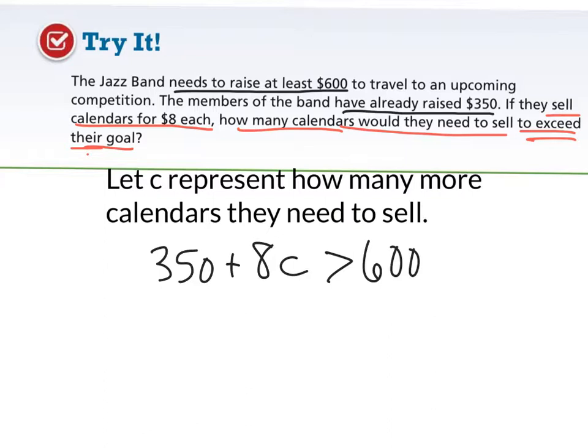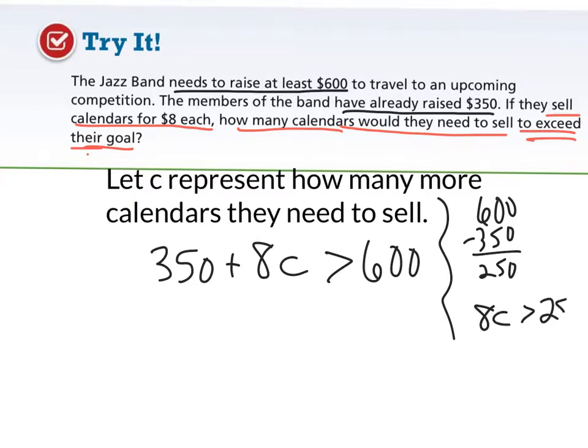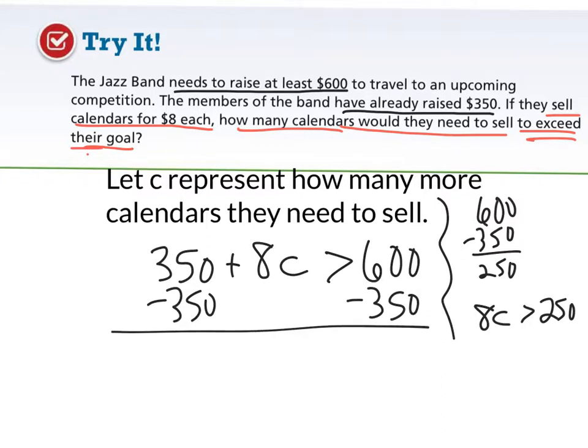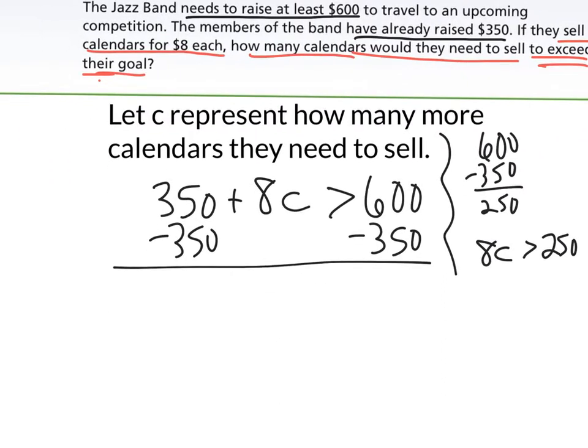Okay, there's other ways we could set up an inequality. Okay, if you did 600 minus 350 and think about that they need to still raise $250 and then say, 8C needs to be greater than 250. That's fine. If you'll notice, as we do this problem, that's what we're going to be doing anyway. But either way would work.